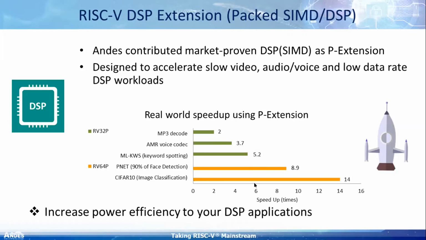Like I said, this P extension, we have contributed the ISA to RISC-V, so now others can also implement and leverage this. And another advantage of the P extension is that it's using the general purpose registers from the RISC-V. So there are no new registers, it's the general purpose registers, which makes the programming and the maintenance of the programs a little bit easier.